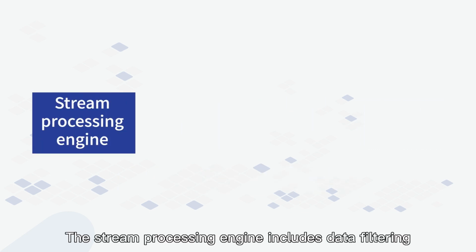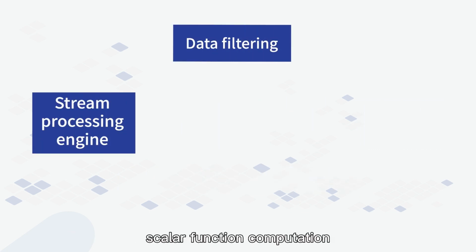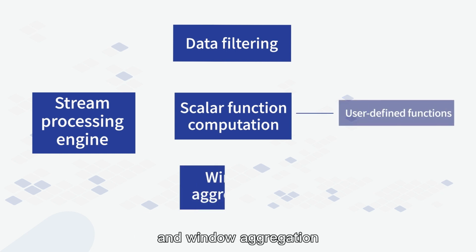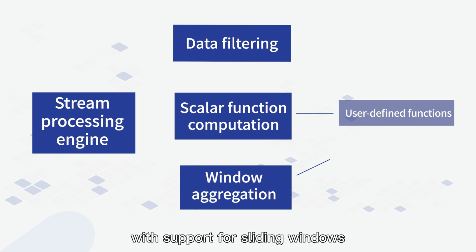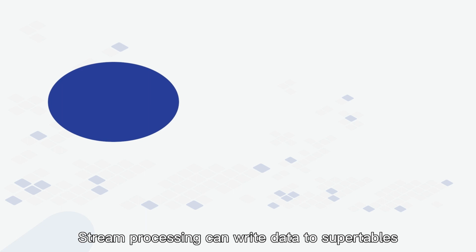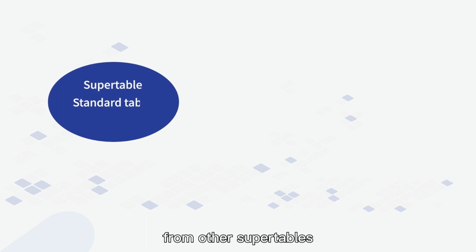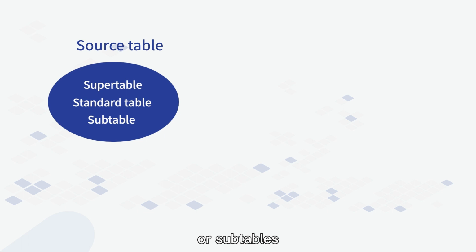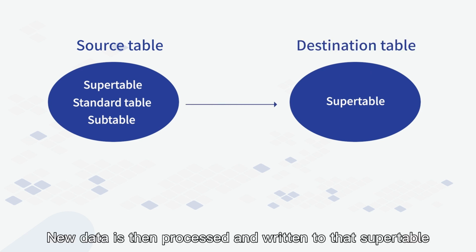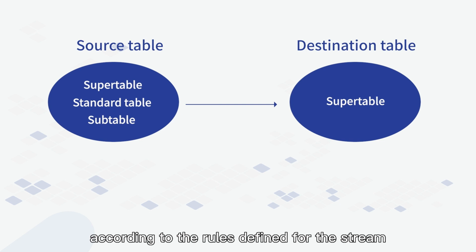The stream processing engine includes data filtering, scalar function computation, including user-defined functions, and window aggregation, with support for sliding windows, session windows, and event windows. Stream processing can write data to supertables from other supertables, standard tables, or subtables. When you create a stream, the target supertable is automatically created. New data is then processed and written to that supertable according to the rules defined for the stream.